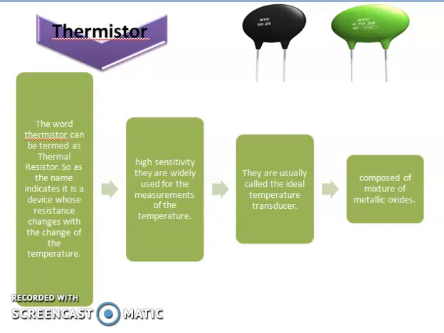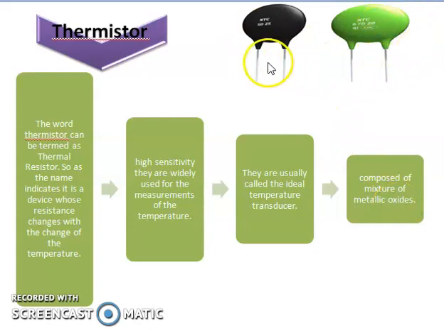Hello. In this video, we are going to study about thermistor. The word thermistor can be termed as thermal resistor. So, as the name indicates, it is a device whose resistance changes with the change of temperature. Due to their high sensitivity, they are widely used for measurement of the temperature. They are usually called the ideal temperature transducer, and they are composed of a mixture of metallic oxide.